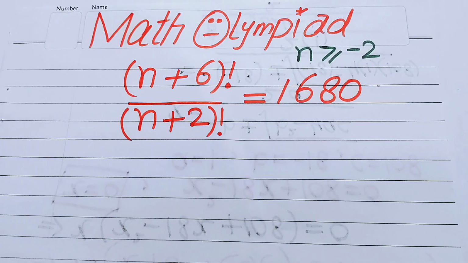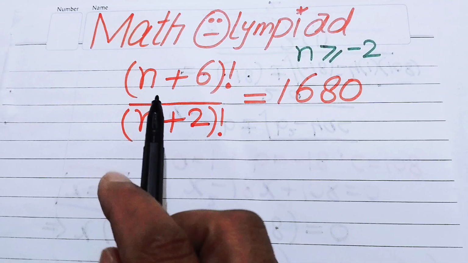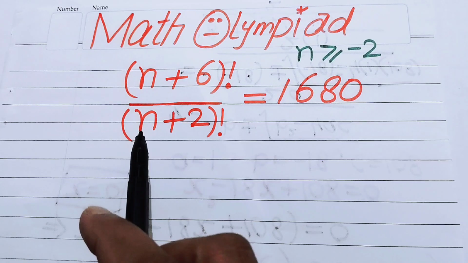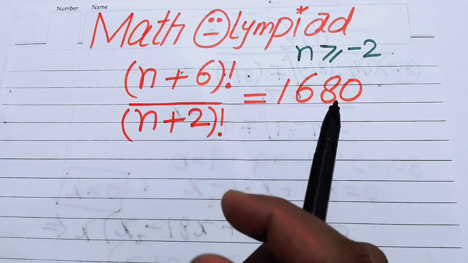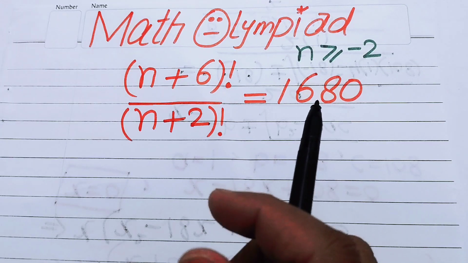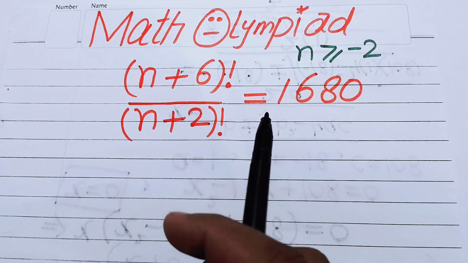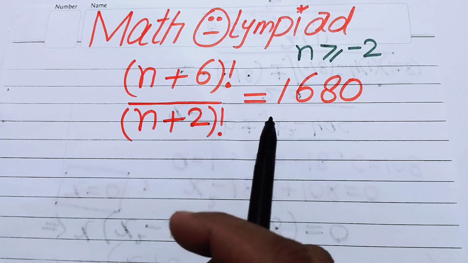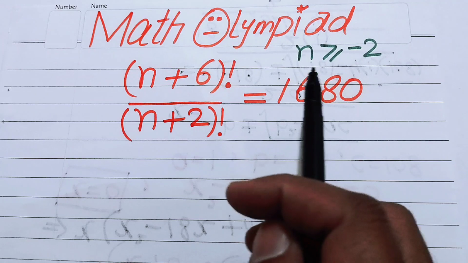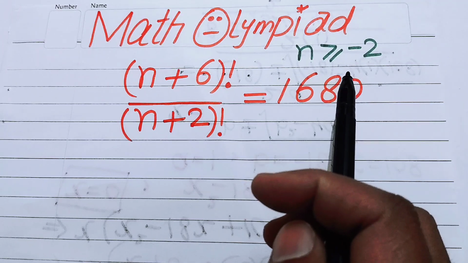In this video we are going to solve this nice algebra problem, and here we have (n+6)! over (n+2)! equals 1680, and we will solve this problem for the values of n. So remember one thing: our n is greater than or equal to -2.